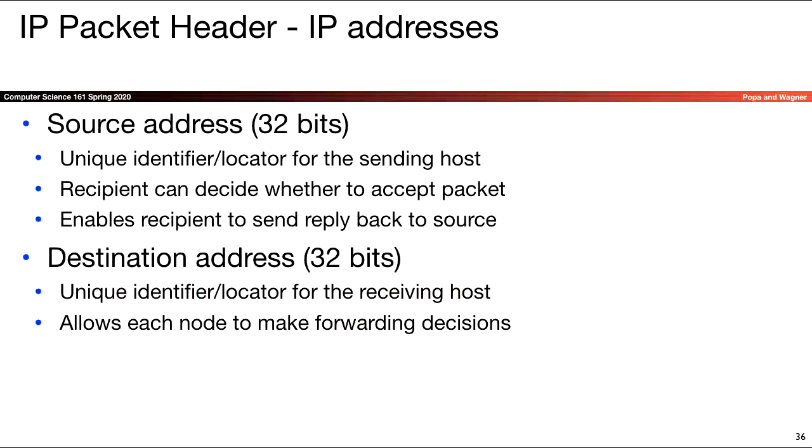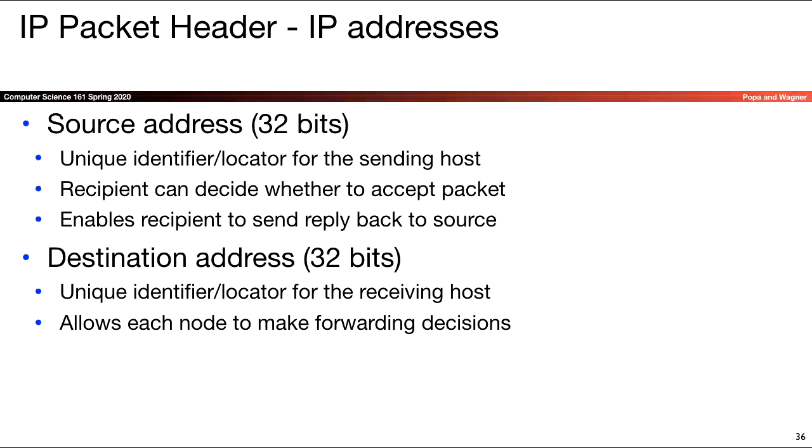So in IP, we have IP addresses, which are how we uniquely identify machines. Each machine has a unique IP address. And in IPv4, they're 32 bits long, which isn't really long enough. If you want to have more than 4 billion machines, that's not enough, which is one of the reasons why we introduced IPv6, which has 128-bit addresses. But for IPv4, it's 32 bits. Each host has its own IP address.